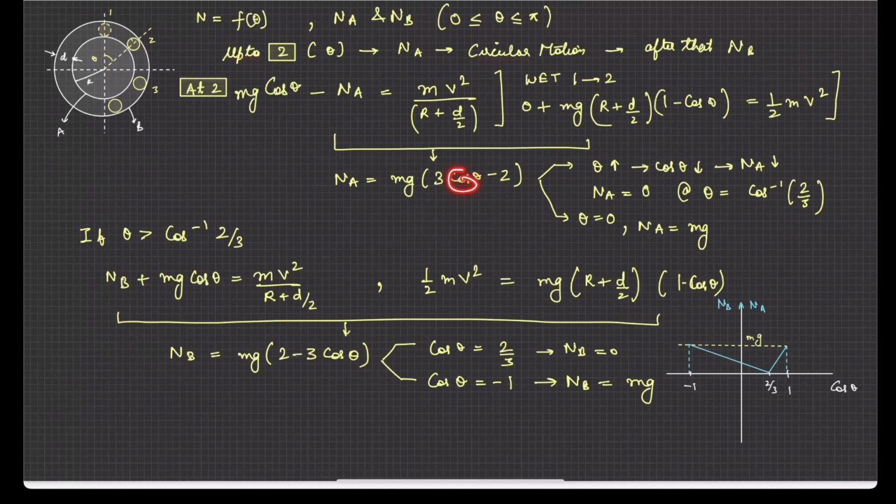From here we can easily calculate NA. We will get 0 at cos theta = 2/3, and at theta equal to 0 we have this value 1, so NA comes out to be equal to mg. So at theta equal to 0 it is simply mg downward and NA upward. So at theta equal to 0, NA comes out to be mg.